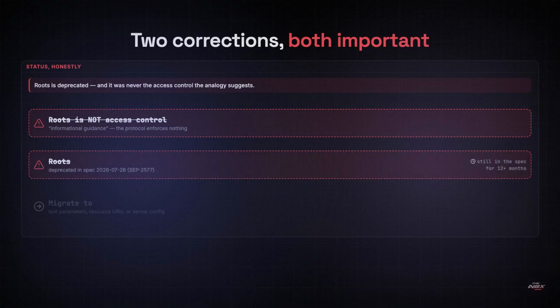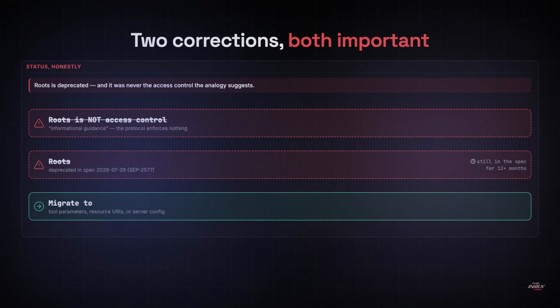Second, Roots is deprecated as of the same 2026 revision, alongside sampling. The migration is to pass the directories you care about as ordinary tool parameters, or as resource URIs, or in the server's own configuration, all of which are explicit, visible, and don't pretend to be a security boundary.